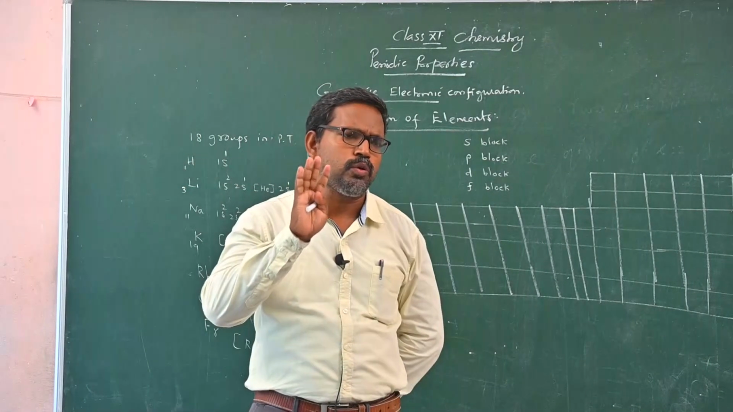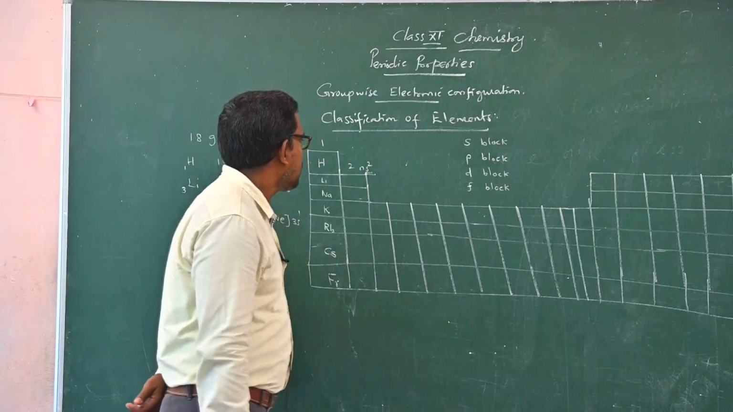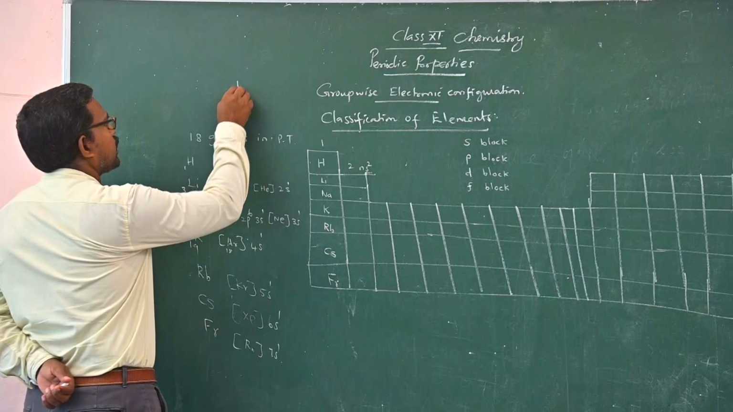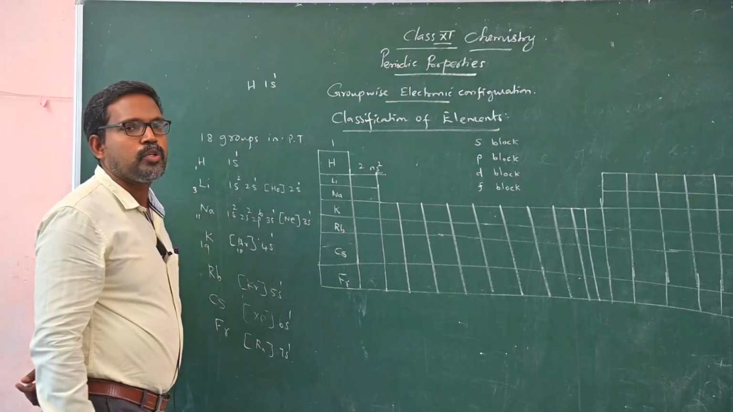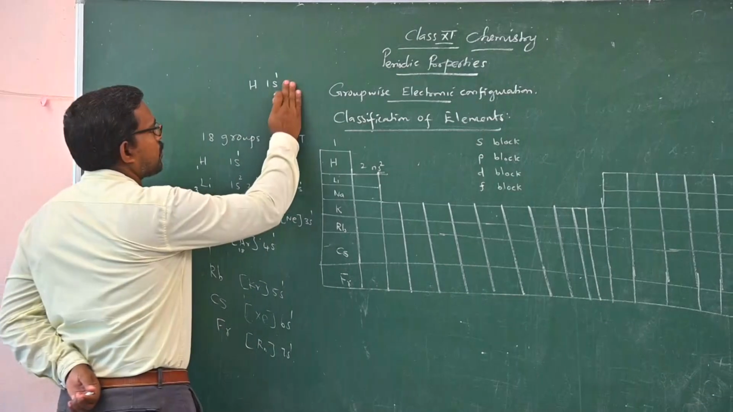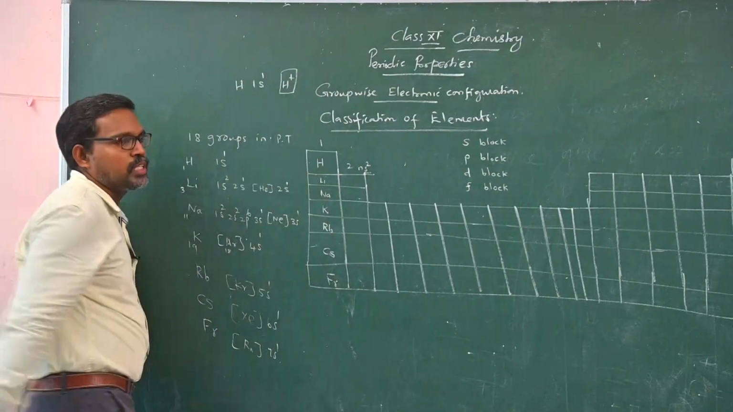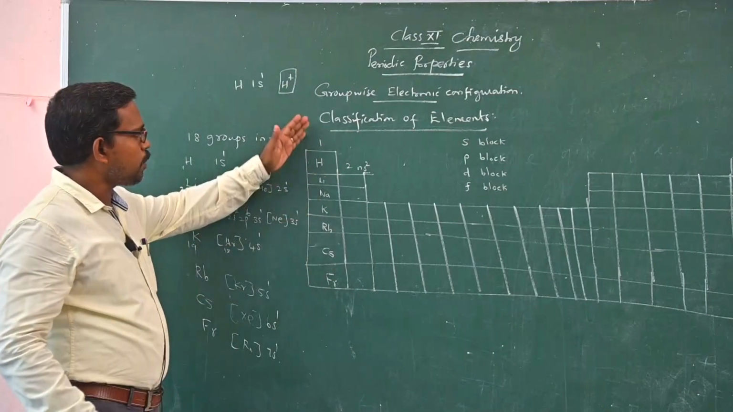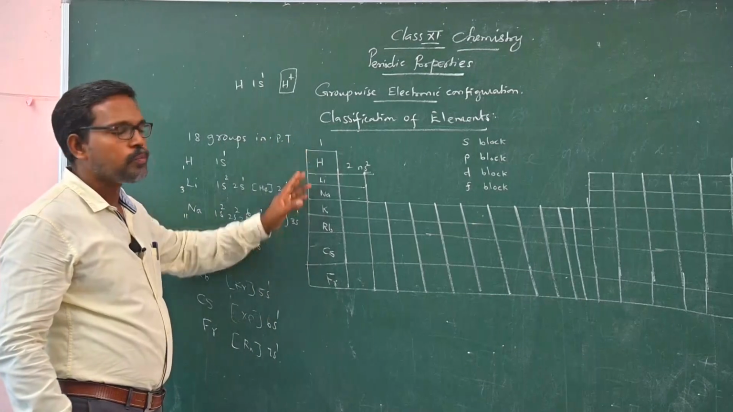Now a question arises: what is the exact position of hydrogen in the periodic table? There is no exact position, because it is the first element in the periodic table, with electronic configuration 1s1. Suppose hydrogen loses 1 electron from the valence shell, it attains the configuration of H+. Hence it may be present in the group 1 elements.